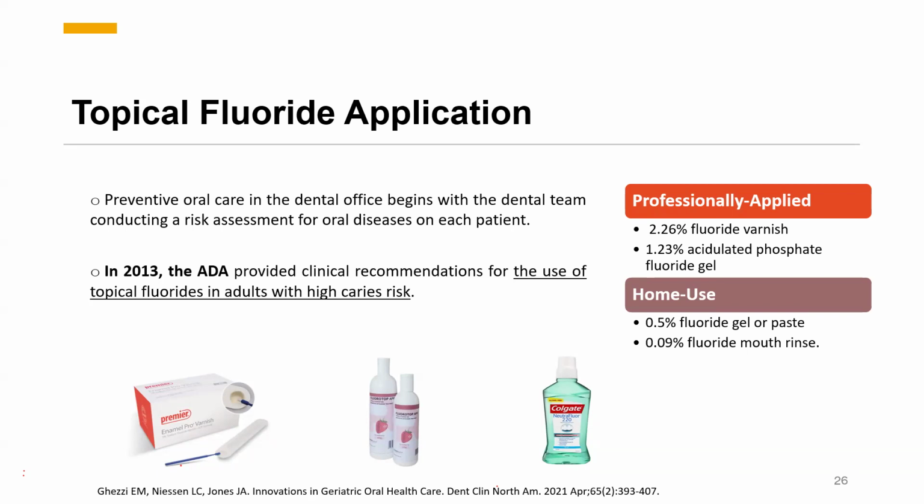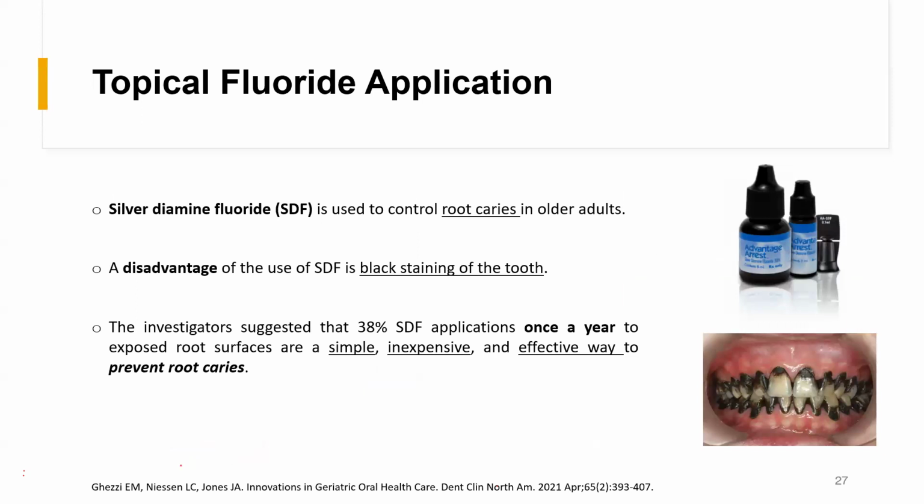Professionally applied fluoride usually includes 2.26% fluoride varnish or 1.23% acidulated phosphate fluoride. However, the home used fluoride includes fluoride with a lower concentration, including 0.5% sodium fluoride gel or paste and 0.09% fluoride mouth rinse. That can be recommended for the older patients in order to reduce the risk of caries in this patient group.